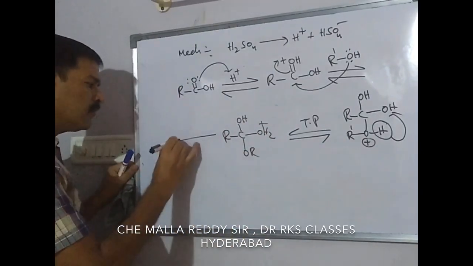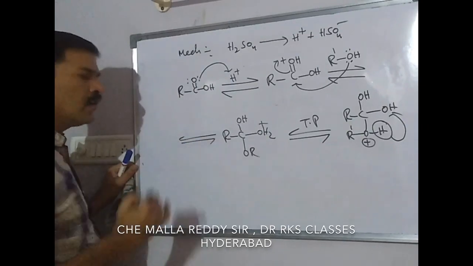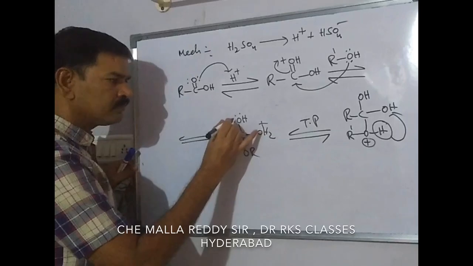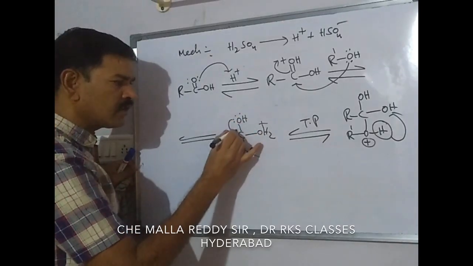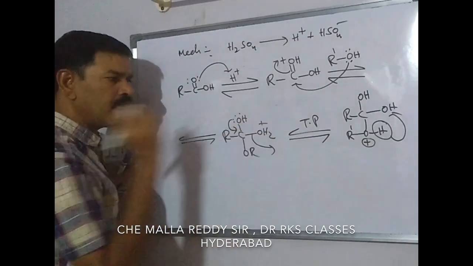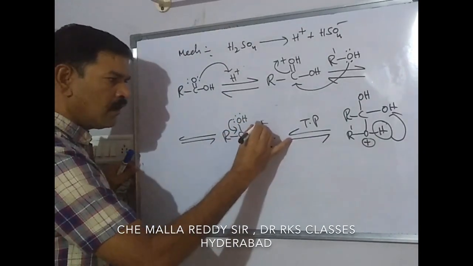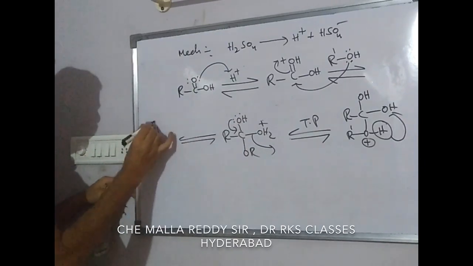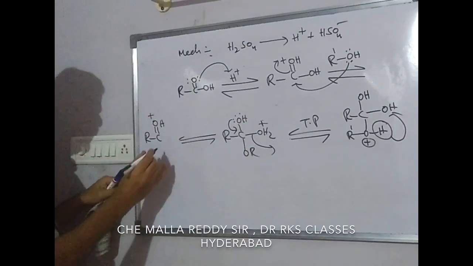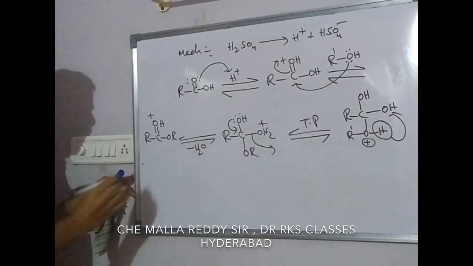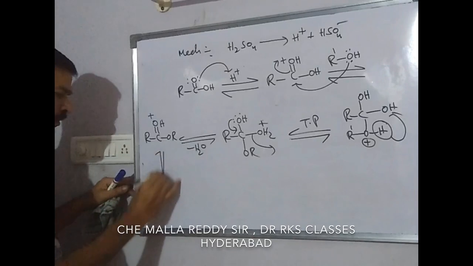Next step, elimination of water. This lone pair is shifted to here. This is removed in the form of H2O. Elimination of water. We are getting this compound: RC double bond OH plus and OR, and H2O. Next one, removal of H plus.